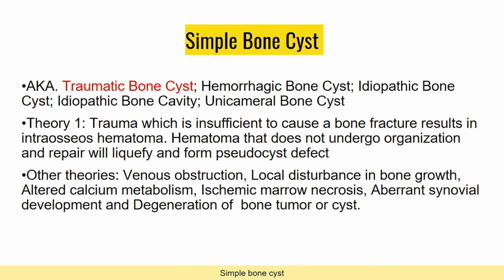One of the theories says that trauma which is insufficient to cause bone fractures results in an intraosseous hematoma. The hematoma that does not undergo organization and repair will liquefy and form a pseudocyst defect. Other theories also include venous obstruction, local disturbance in bone growth, altered calcium metabolism, ischemic marrow necrosis, aberrant synovial development, and degenerations of bone tumor or cyst.